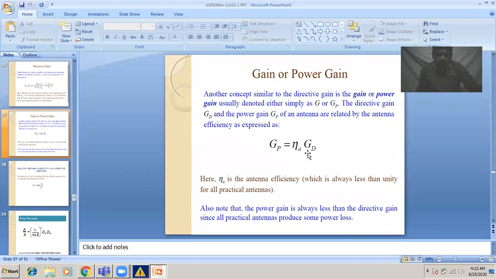The maximum directive gain is called directivity. Sometimes this GD is replaced by directivity. If that is the case, GP is equal to eta A into the directivity of the antenna. Some cases we see that also. That means this GD is replaced by the directivity, because the maximum directive gain is nothing but the directivity.